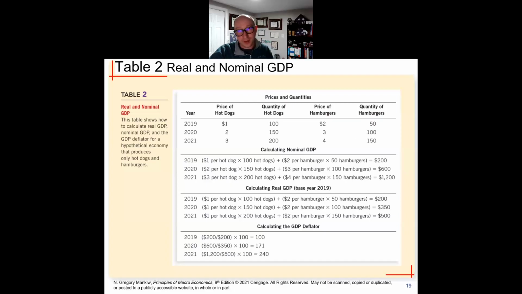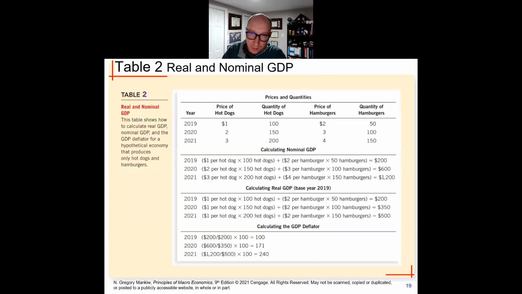So let's take a look at how we would calculate and compare the nominal gross domestic product to the real gross domestic product. So looking at two different products, and we're looking at the production of those from year to year, and we're comparing. So the base year is 2019. Why the base year 2019? That's the oldest data. So here in 2019, my nominal GDP is $200.